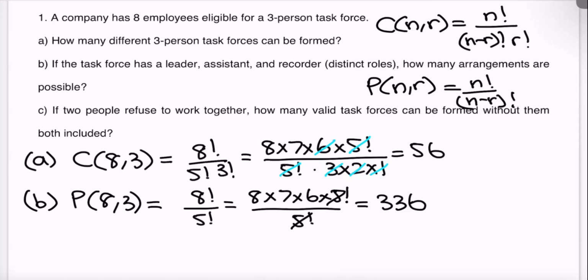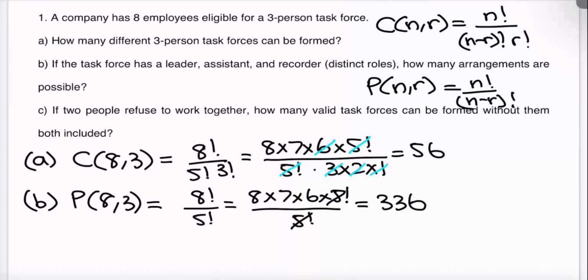Well, here's the thing. Let's say that A and B are both included. Let's say it's the opposite of this: not that they refuse to work together, but that they say, oh, we have to work together. We have to both be on the team. So let's say A and B are included.